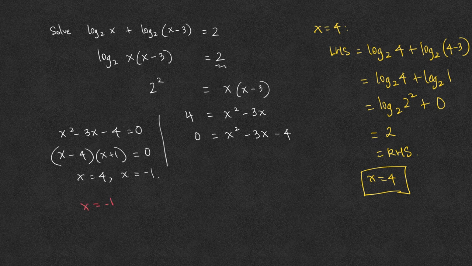Next, we check the other solution to see if it is an actual solution. For x equals negative 1, we plug in the left-hand side, which is log base 2 of negative 1, and we can simply stop at this step because we cannot take the log of a negative number. Log of a negative number does not make sense. We conclude that x equals negative 1 is an extraneous solution, which is not a working solution. So the only solution for this logarithmic equation is x equals 4.